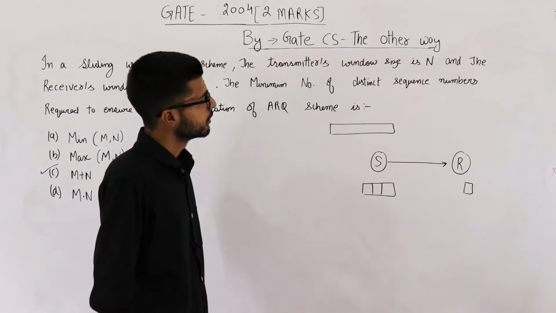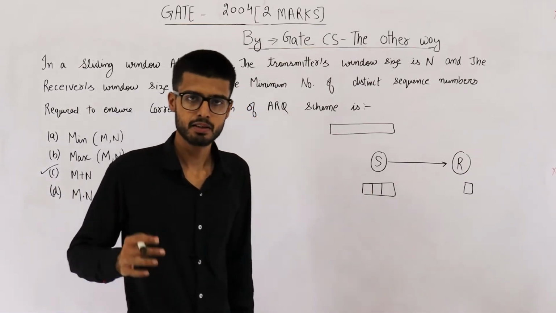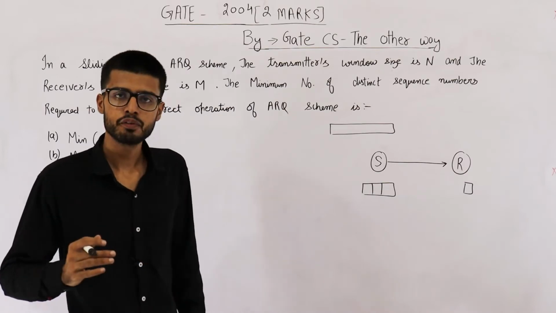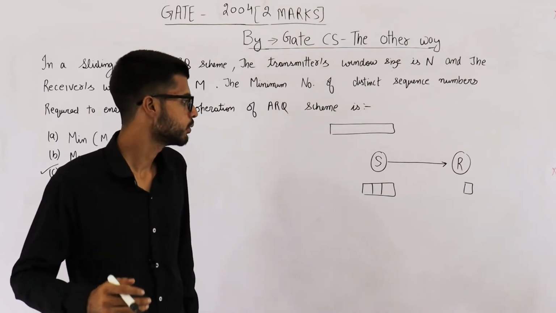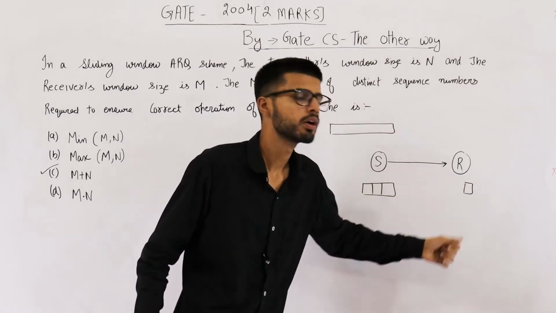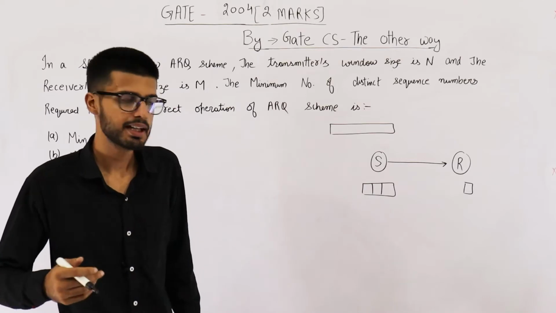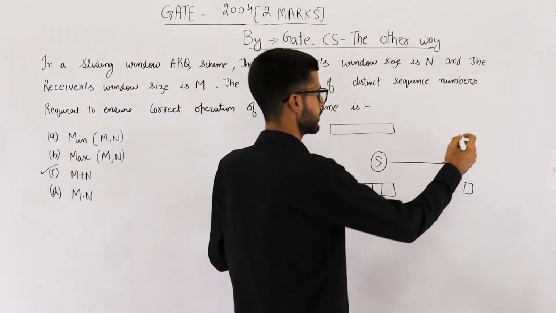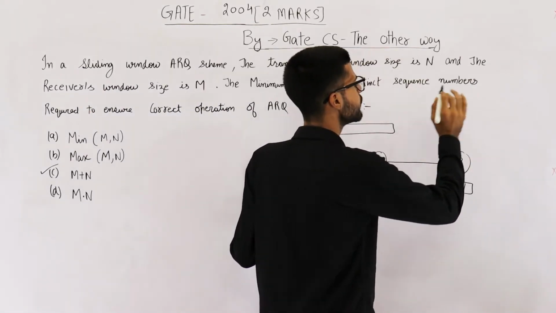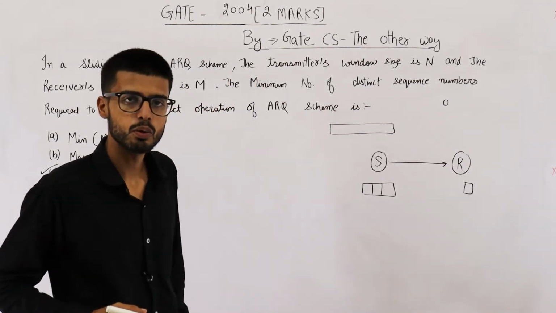Now, let us assume that 4 sequence numbers are not available. According to the formula that I right now told you, minimum 1, 2, 3, 4 sequence numbers will be required. Let us see what if less than 4 sequence numbers are available. So, suppose only 1 sequence number is available. What is the sender going to do?